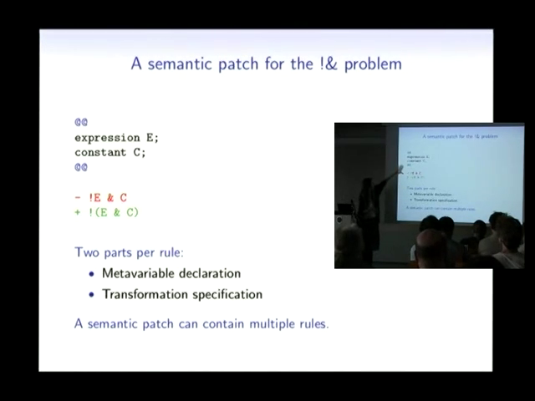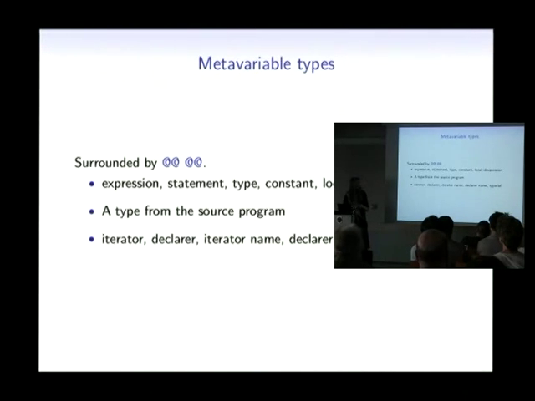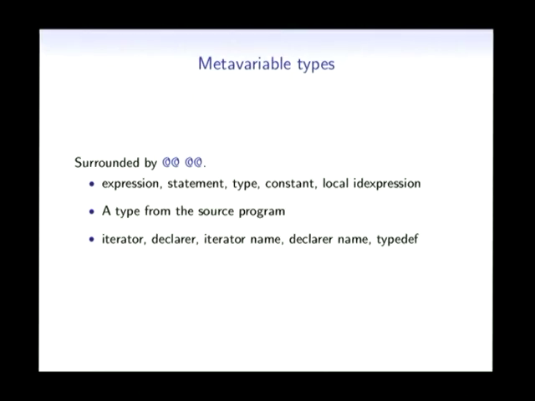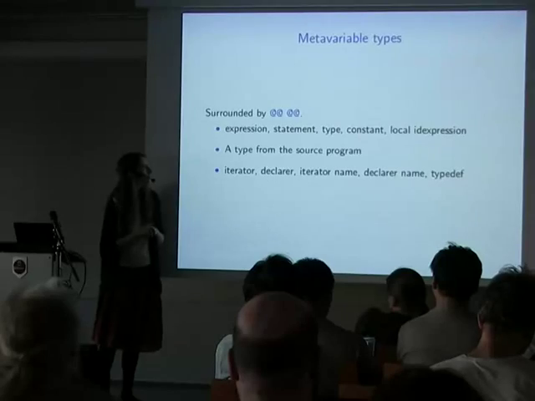So this is one rule. As I mentioned before, it has two parts, the metavariables and the transformations. And if you need to do more complicated things, then you can make multiple rules. So metavariables, this slide is maybe more for reference in the future, but you can have metavariables which are expressions. An expression is something that returns a value. 3 plus 4 is an expression, a function call is an expression, and so on.